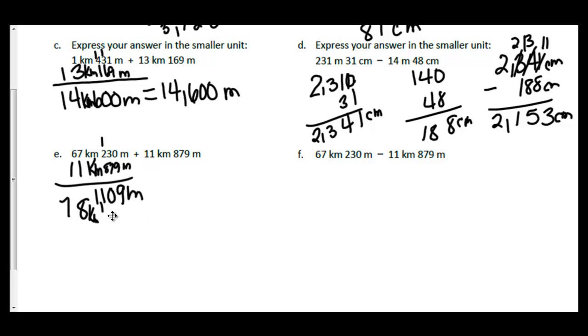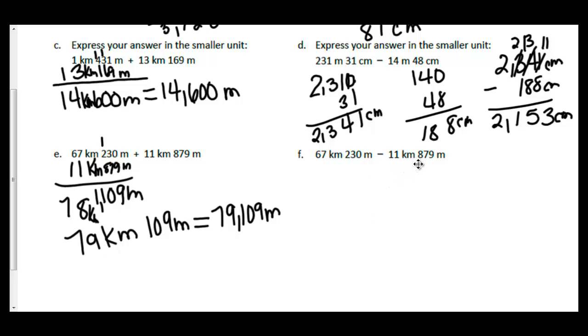So I think what I'm going to do before I convert this is I'm going to go ahead and say that that is 79 kilometers and 109 meters. So now I know that this is 79,109 meters. So basically all I did was take 1,000 meters away and decompose that and turn that into a kilometer. All right, so let's take a look at F.